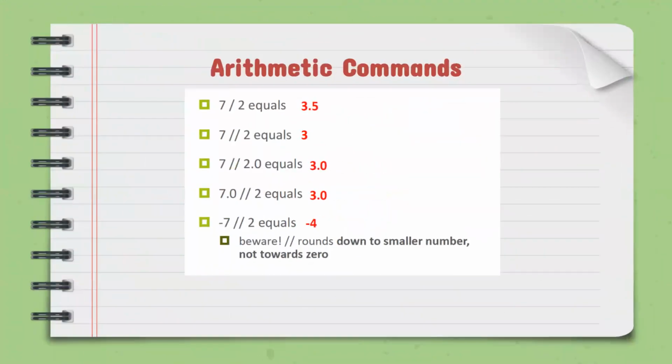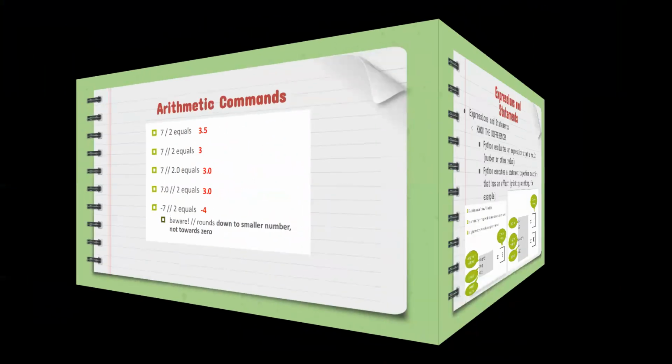So some arithmetic command examples: 7 divided by 2 is 3.5. 7 divided by 2, but with no remainder, is 3. 7 divided by 2.0, which is a specific decimal, is 3.0, and so on. And also, it never rounds up to the larger number. It rounds down to the smaller number.